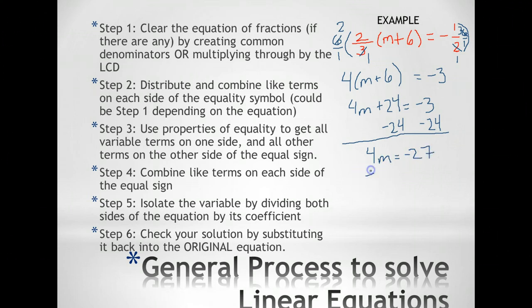Finally, I divide both sides of the equation by 4 to get the m all by itself. So m ends up being not a pretty number. It's negative 27 over 4. I'm going to leave it an improper fraction. Don't change it to a decimal. Don't change it to a mixed number. Just leave it that way.